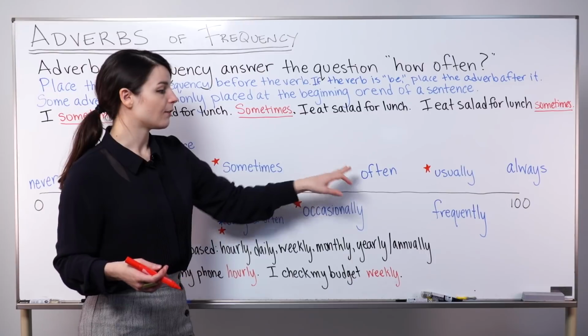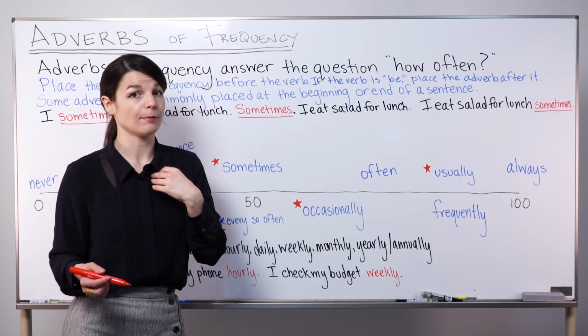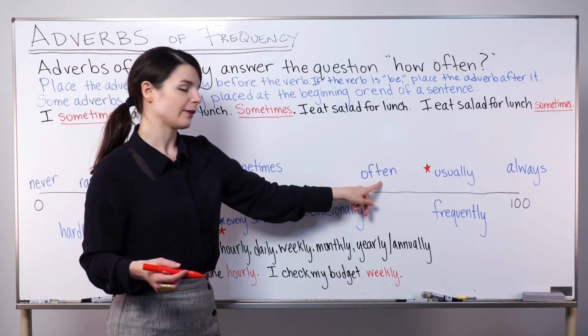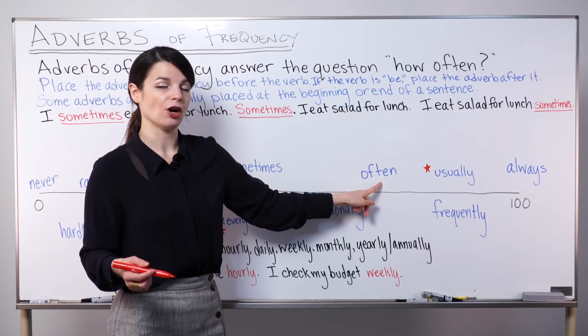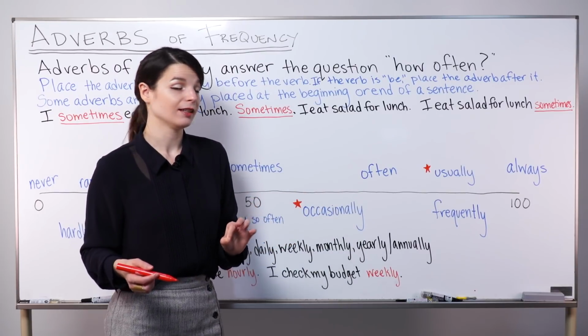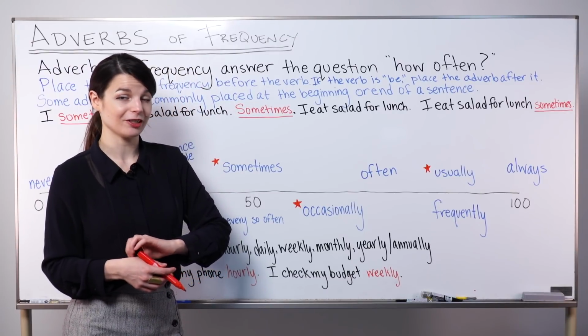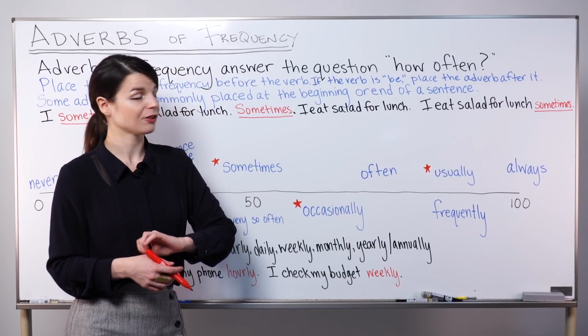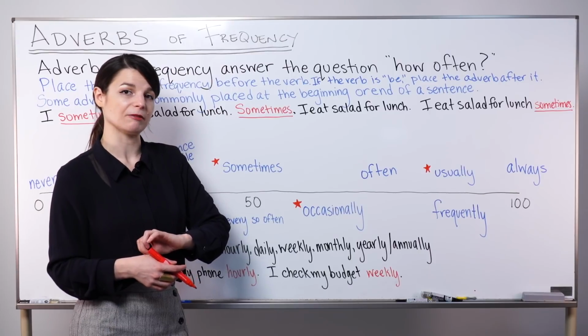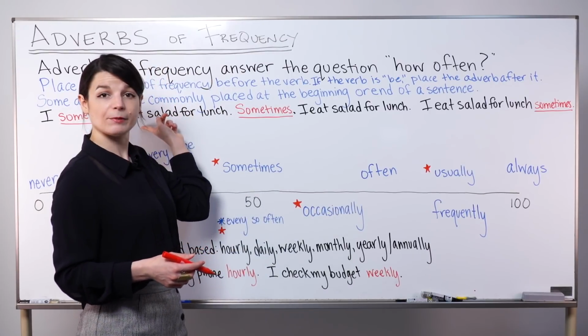So this one is very common in everyday speech, and when we pronounce this, at least in American English, we don't pronounce this T. We don't say often, often. We usually pronounce it as often, often. So please keep that in mind when you use this. I often eat salad for lunch. Often, I eat salad for lunch. Or, I eat salad for lunch often. With this one, I would suggest using this in this position.